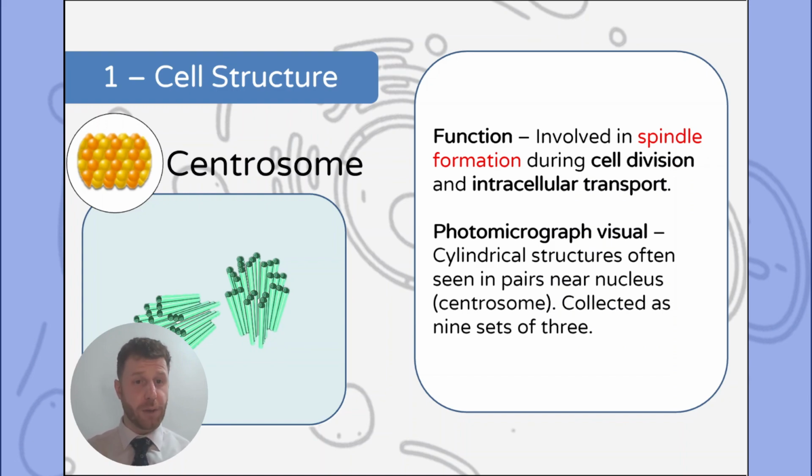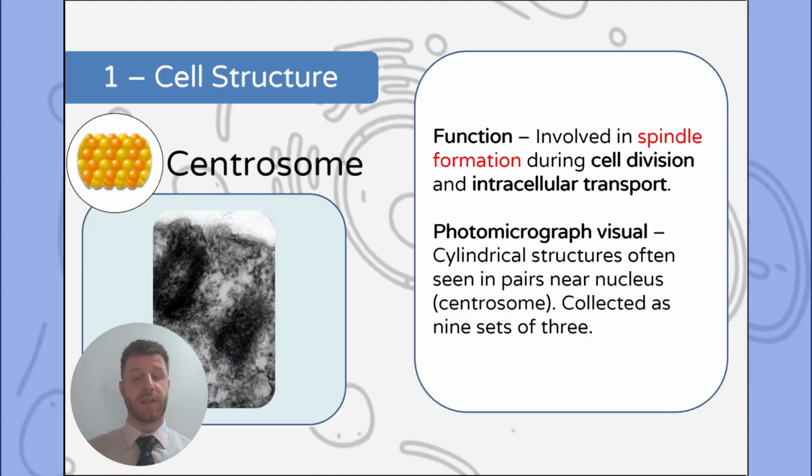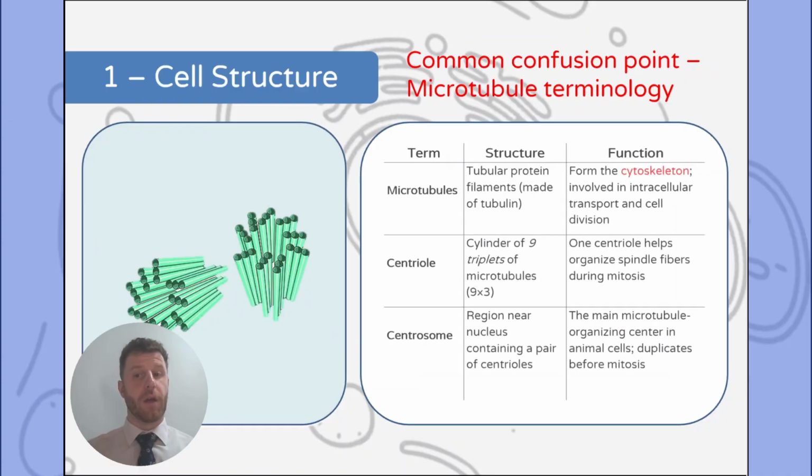Interestingly, for the photomicrograph visual, you need to remember a set of numbers. That set of numbers is 9 times 3 for each of the centrioles. Now, what do I mean by centriole? I've just said there. You have got the centrosome, which is the organelle region, but the centriole is each of the 2 sets of cylinders or spindle fibers that you can see above. Now, each of those spindles or microtubules is called a spindle or a microtubule.